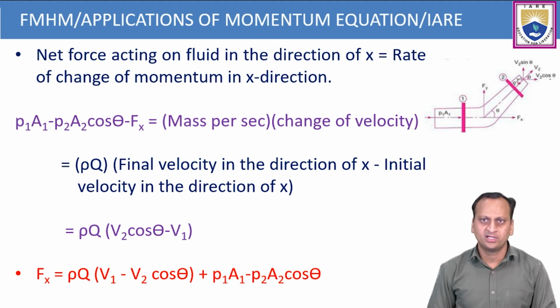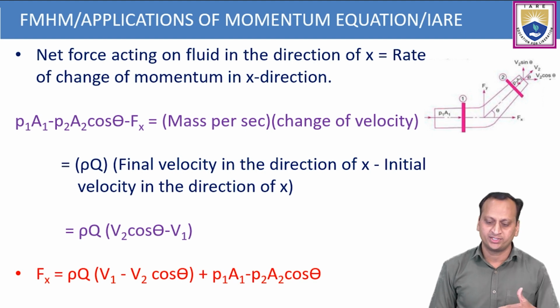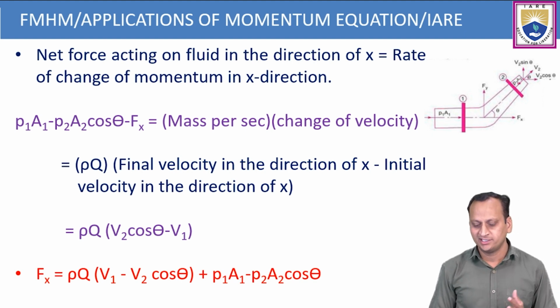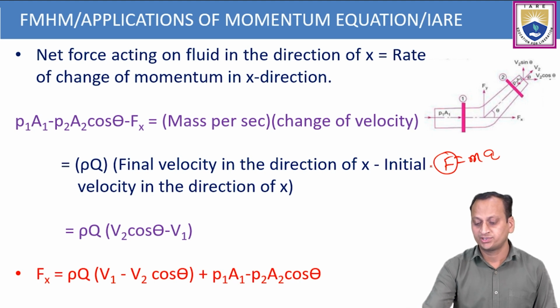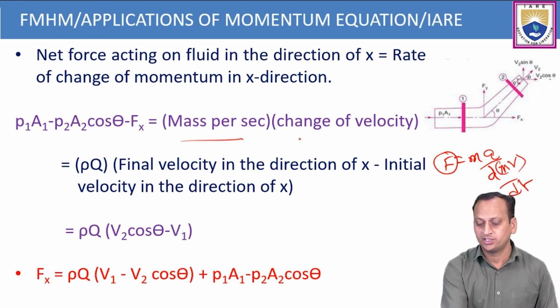If you apply the momentum equation in the x direction, what are the net forces acting on the fluid mass in the control volume at section 1 and at section 2? That we will take and apply in the impulse momentum equation. The impulse momentum equation is F equals ma, where F is the net force acting, which includes the forces acting on section 1 and section 2. The ma is the rate of change of momentum, which is d(mv)/dt, that is mass per second times the change of velocity.